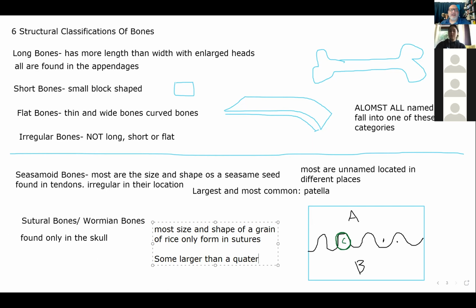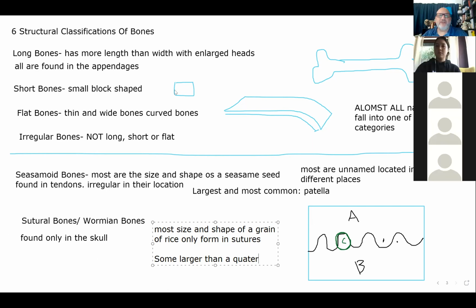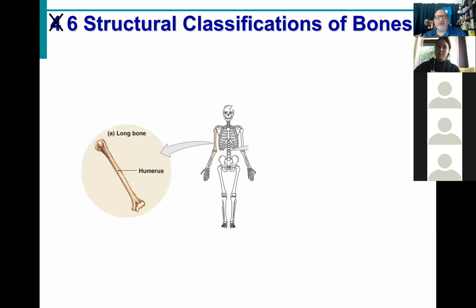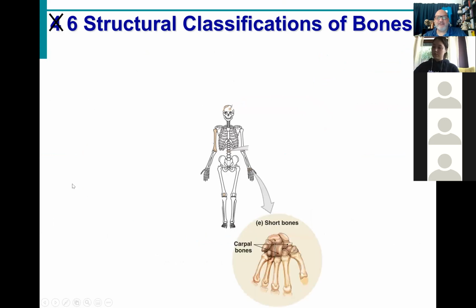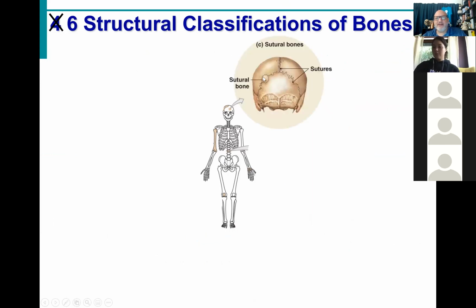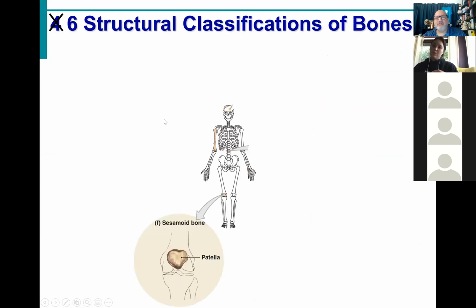And notice I've done an amazing job of drawing these things, but let's look at the pretty pictures from your textbook. Here we see that broad, thin, curved, flat bone, like the one in the skull. There is our long bone with that elongated shaft and the enlarged heads. Here are some of those block-shaped short bones, like in the wrist. Our vertebrae is a great example of an irregular bone. Here we see a nice large sutural bone located between the sutures of the skull. And there's our largest and most common sesamoid bone, the patella.